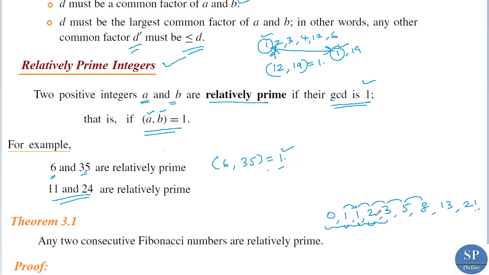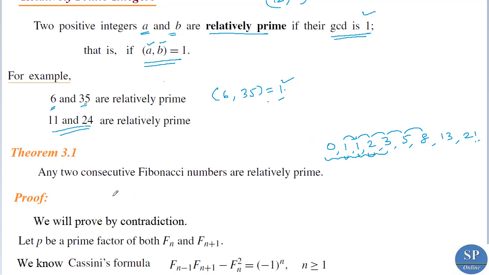2 and 3 are relatively prime, etc. Now we can try to prove this. Let Fn and Fn plus 1 be two consecutive Fibonacci numbers. Then we have to prove that these Fibonacci numbers are relatively prime. That is, we have to show that the GCD of Fn, Fn plus 1 is equal to 1. This is what we need to show.